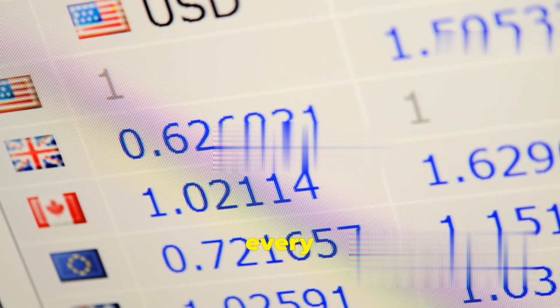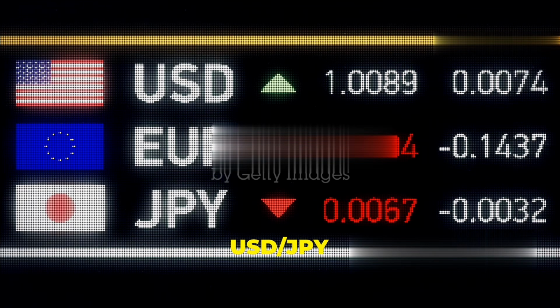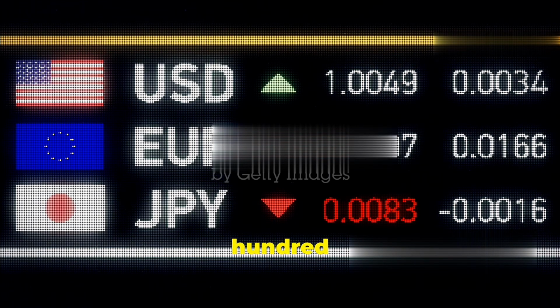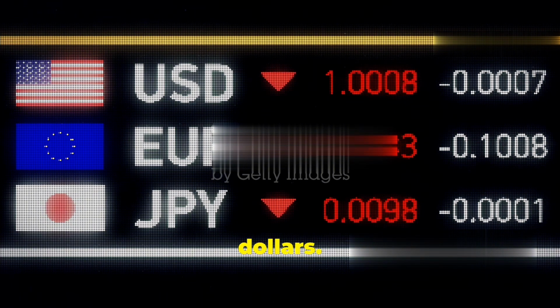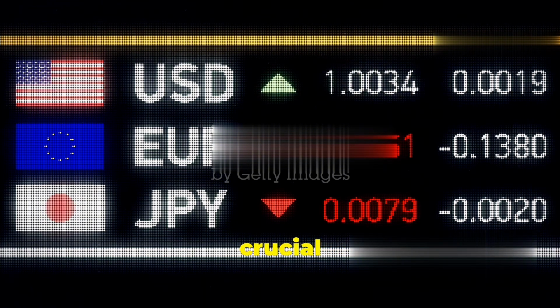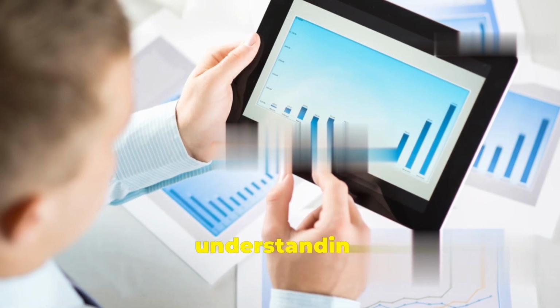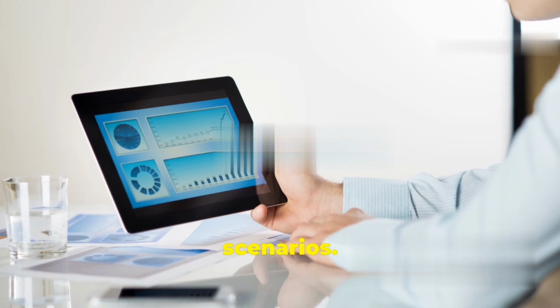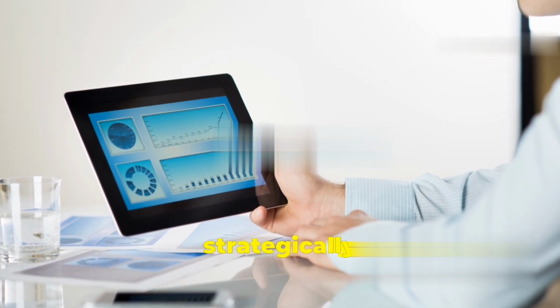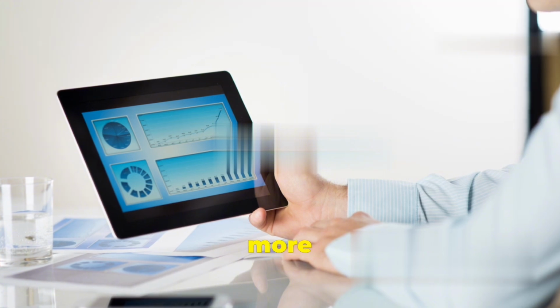This means that for every pip movement in the USD/JPY pair with a lot size of 100,000 units, your profit or loss will change by $10. Being aware of these differences is crucial for effective trading. By understanding how to calculate pip value, you can determine the potential profit or loss for different trade scenarios. This enables you to plan your trades more strategically and manage your risk more effectively.